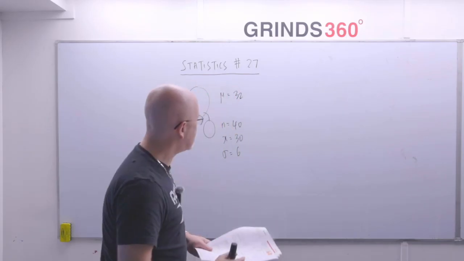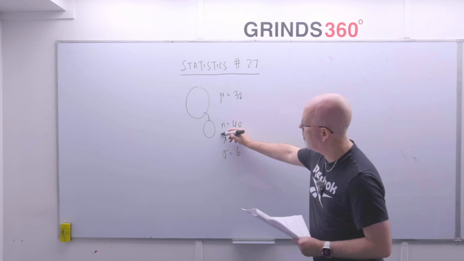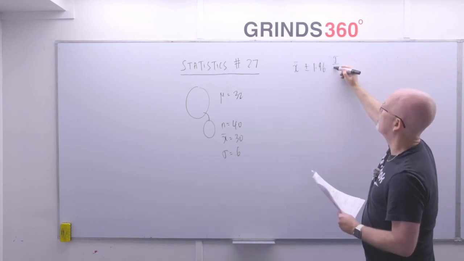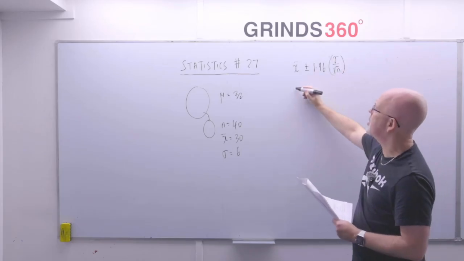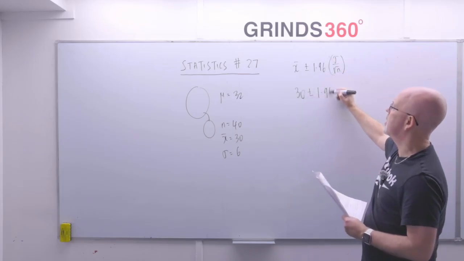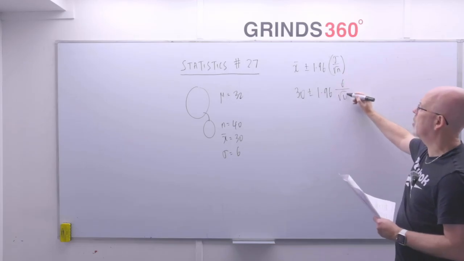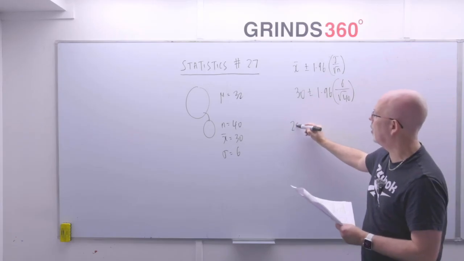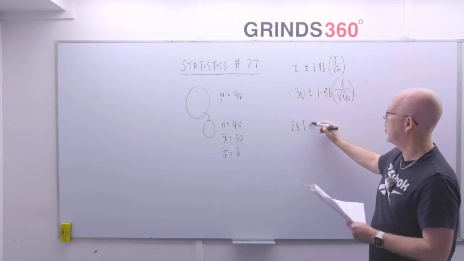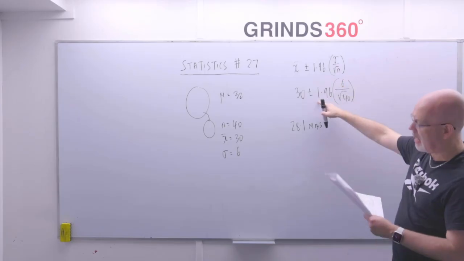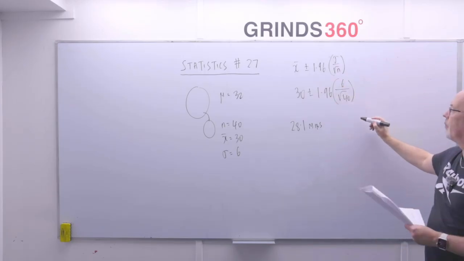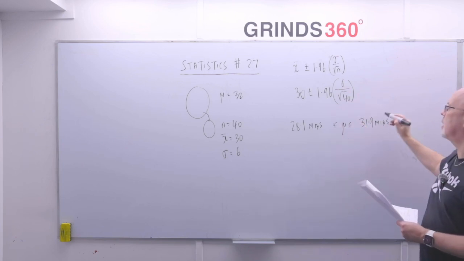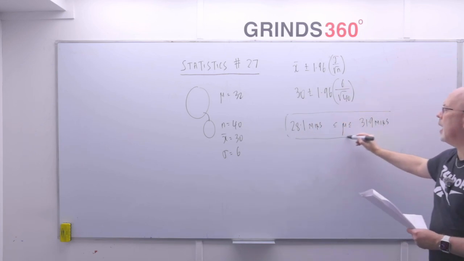So part 2 then, do your 95% confidence interval. Remember, your 95% confidence interval is x bar plus or minus 1.96 times sigma over root n. So it's 30 plus or minus 1.96 times 6 over the square root of 40. If I do this calculation with a minus sign here, I get 28.1 minutes. With a plus sign here, I get 31.9 minutes. And my best guess is that the true value for mu is inside those two.